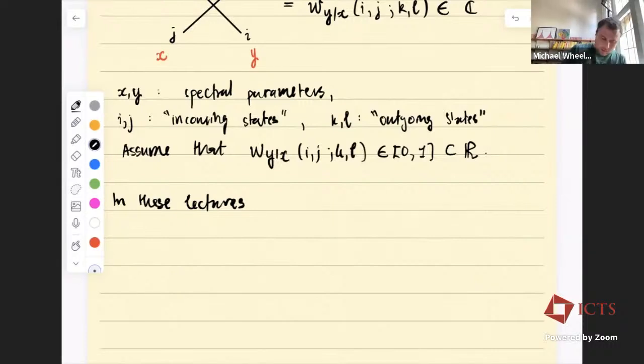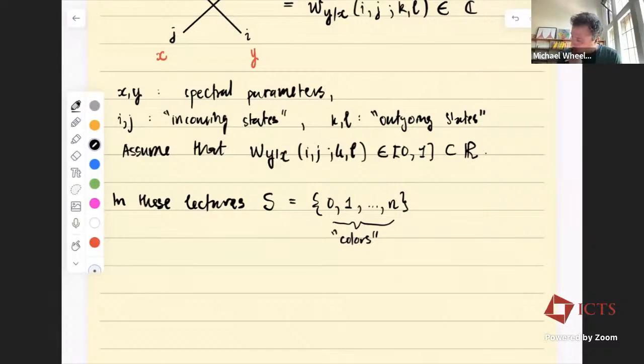Okay. So in these lectures, we're going to assume that S is the following set. So basically the set of integers from 0 up to n. And I'm going to refer to the elements of this set as being colors. Okay, so actually all of them, including 0, I'm just going to give them the name colors. And here n, I haven't said what this is. So n is actually related to the rank of a Lie algebra.